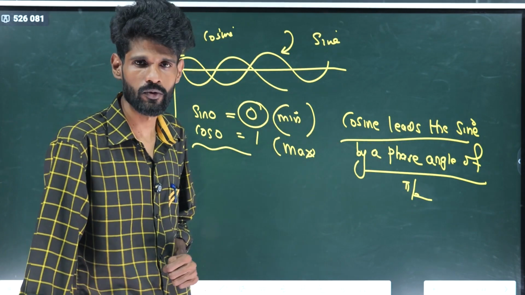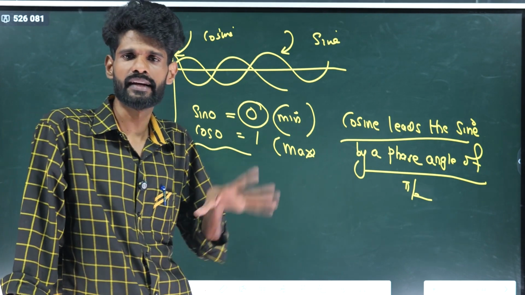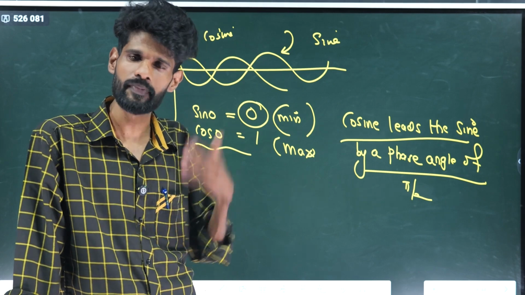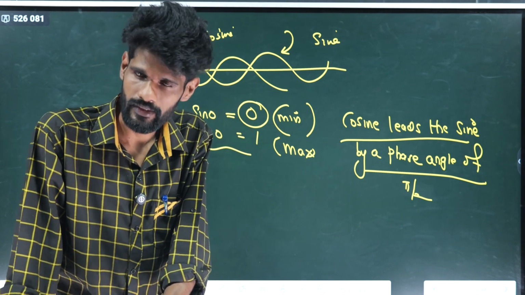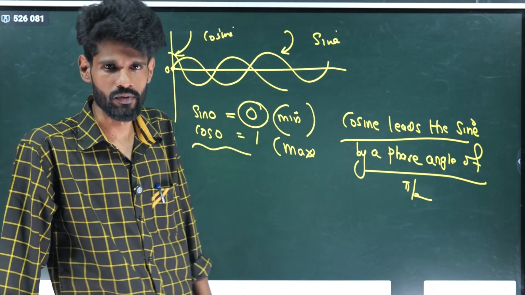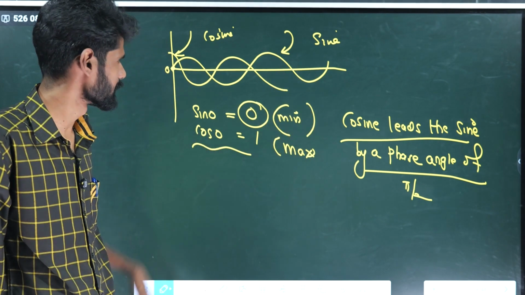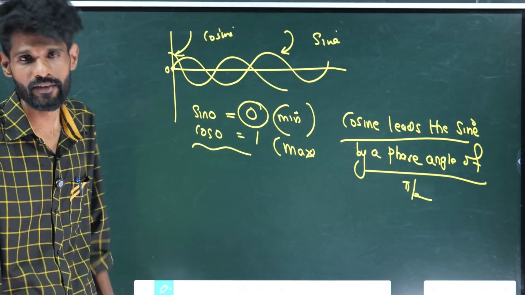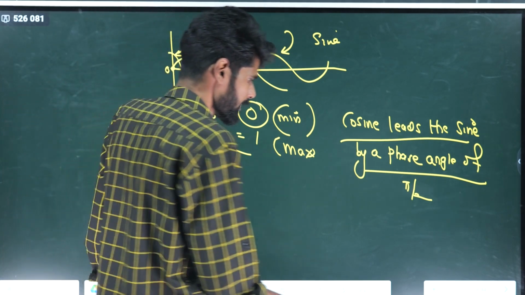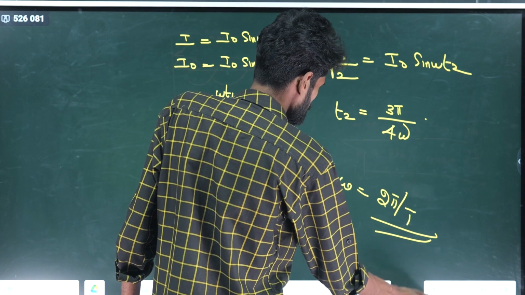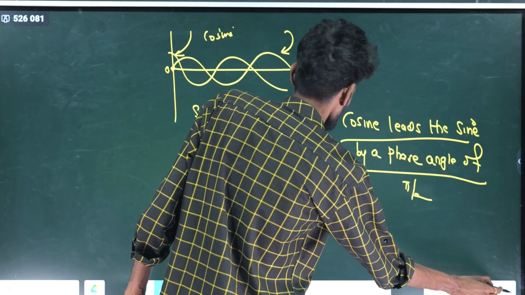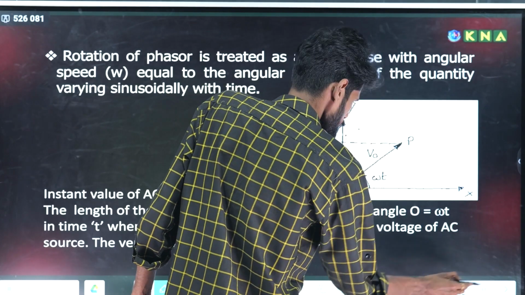Suppose voltage is leading and current is lagging. Voltage leading means that when voltage is at its maximum, current is at its minimum. If current is leading, when current is at its maximum, voltage is at its minimum. So that is voltage leading, current lagging, lag and lead. Remember, two quantities are said to be in the same phase if they reach their corresponding maximum, minimum and zero at the same instant of time. Otherwise, they are said to be out of phase.